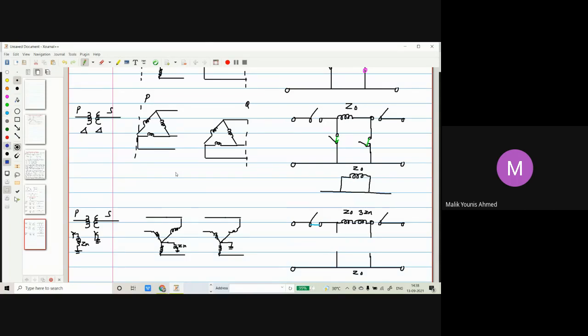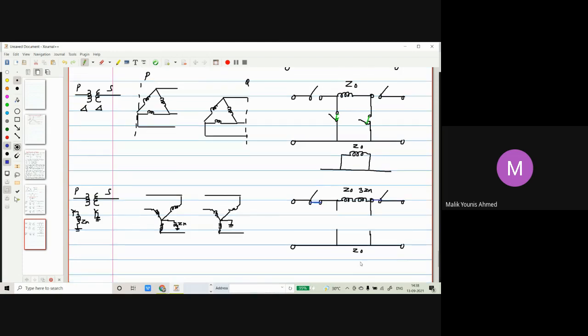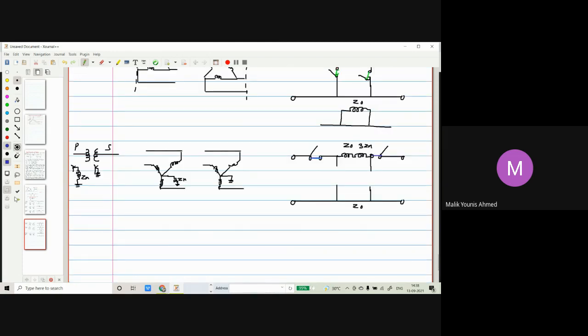Let me use this pen. This switch will be closed. Again, secondary side, it's neutral grounded star, and this switch will also be closed. But shunt switches will be opened. So if we want to draw it further, how can we draw it? We can draw it like this.